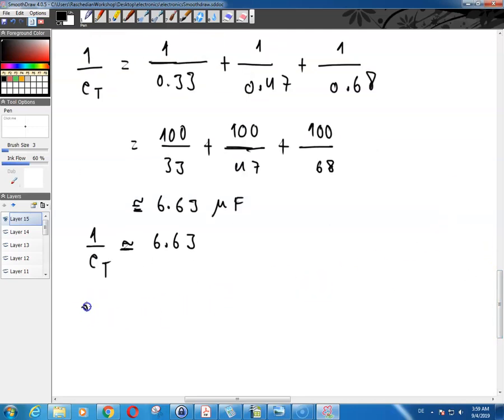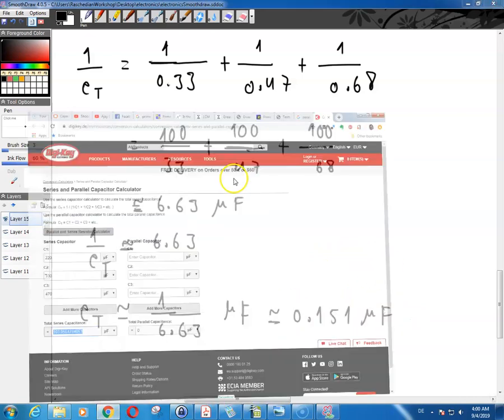So then C of t is going to be approximately 1 over 6.63 microfarad, which, if I take the reciprocal of this number, is something about 0.151 microfarad, which is exactly the capacitance here, and we can check that here as well.